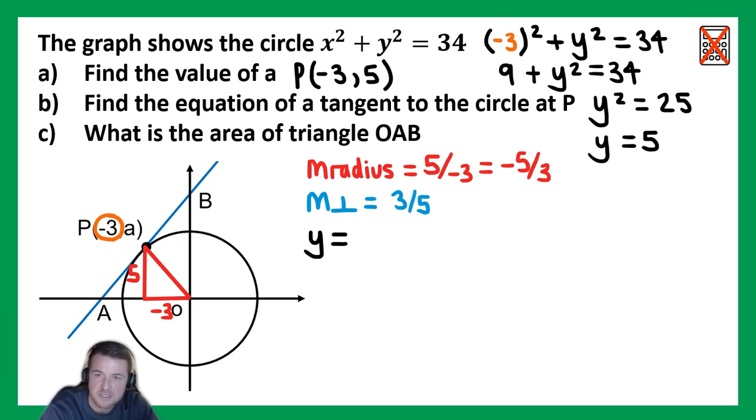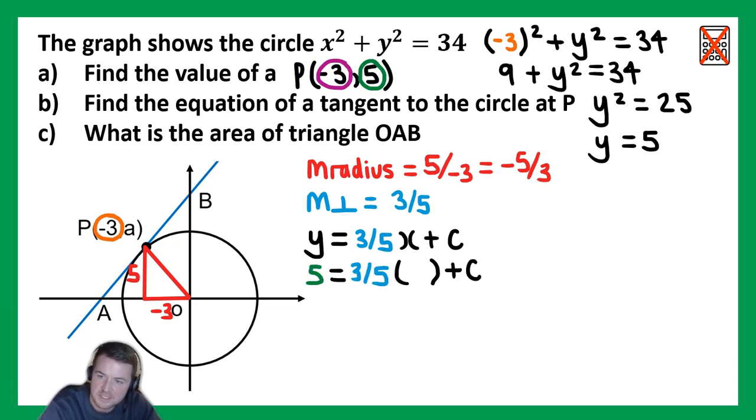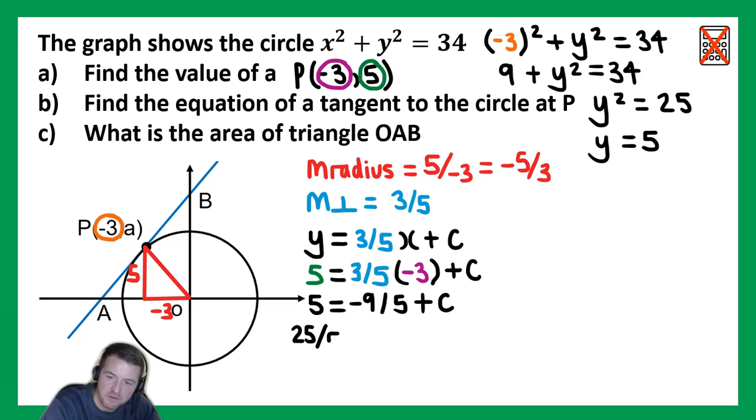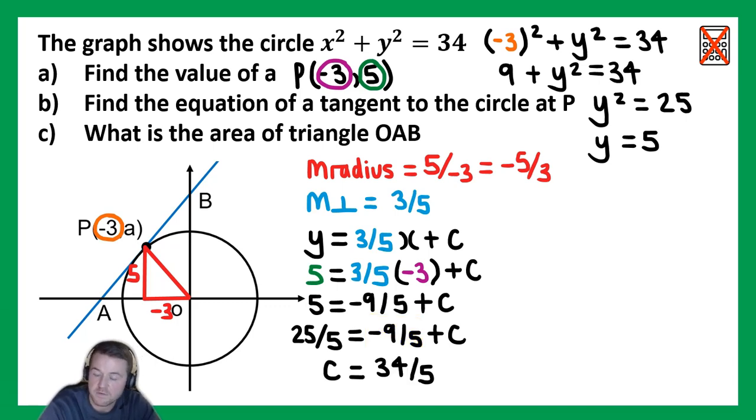Use the negative reciprocal to find the gradient of the tangent, since they're perpendicular. Flip the fraction upside down, 3 over 5, and change the sign from a negative to a positive. Now substitute into the equation of a straight line y equals mx plus c, where m is the gradient just found, 3 over 5. I can substitute the x and y values from a coordinate that lie on the tangent. When x is -3, y is 5. 5 is equal to 3 over 5 lots of -3 plus c. Simplify, 5 would be equal to -9 over 5 plus c. And writing with common denominators, 5 can be written as 25 over 5. And then adding 9 over 5 to both sides to find c, c is equal to 34 over 5.